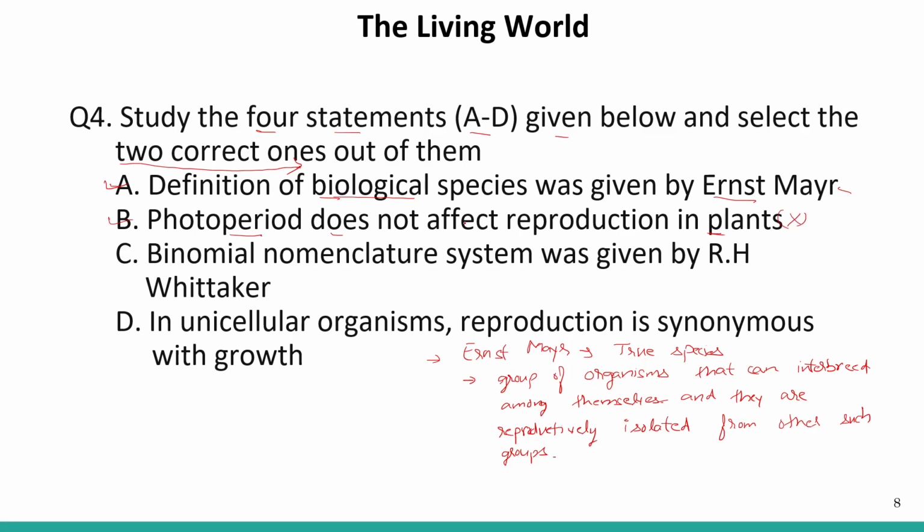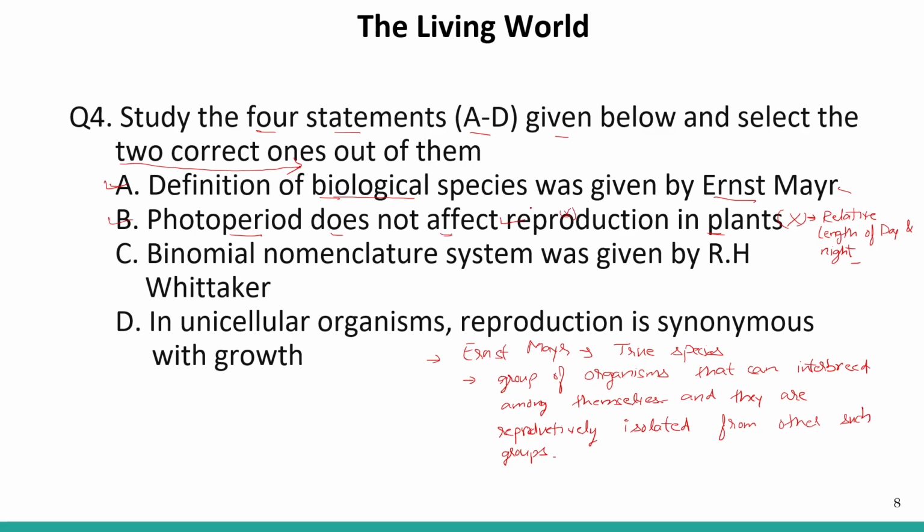The photoperiod, you know, is the response of the plant to the relative length of day and night. It is associated with the relative length of day and night. Alright, this is clear. Now, it does not affect reproduction. This is not correct. It affects reproduction.